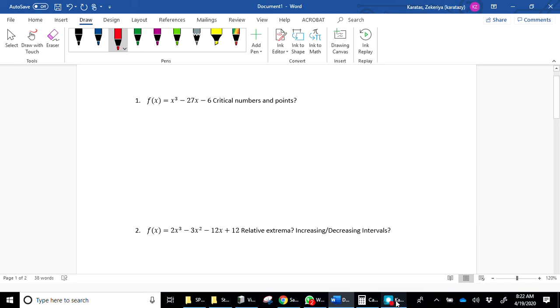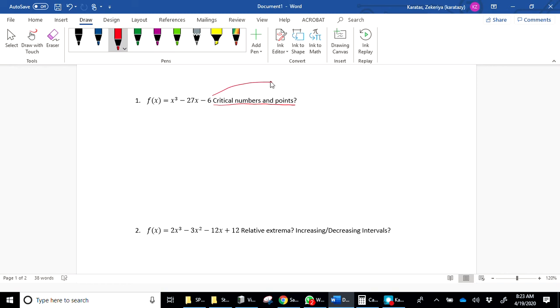Hello folks, I'll go over today the relative extrema and increasing decreasing intervals for functions, any type of functions. And I have examples for that. So here first, I put this example. It asks us to find the critical numbers and critical points for this function.